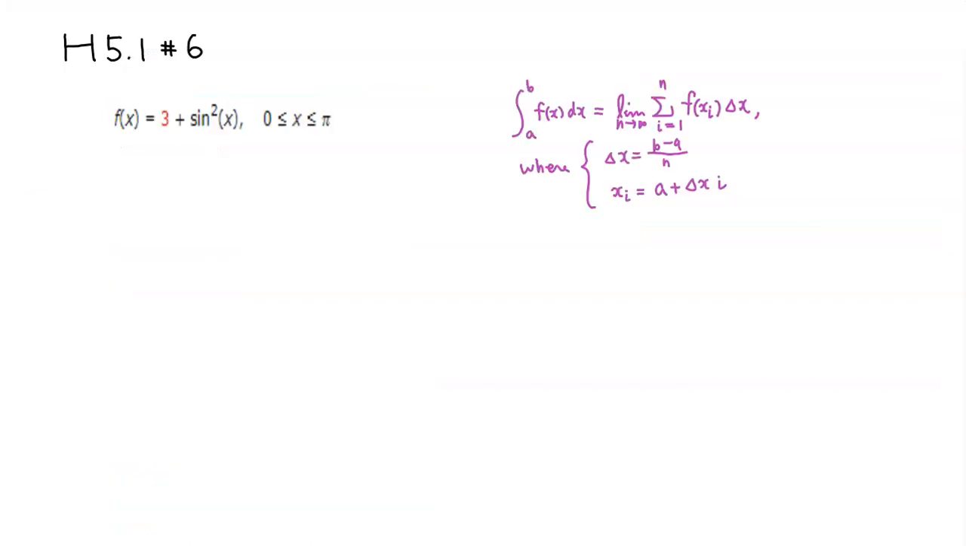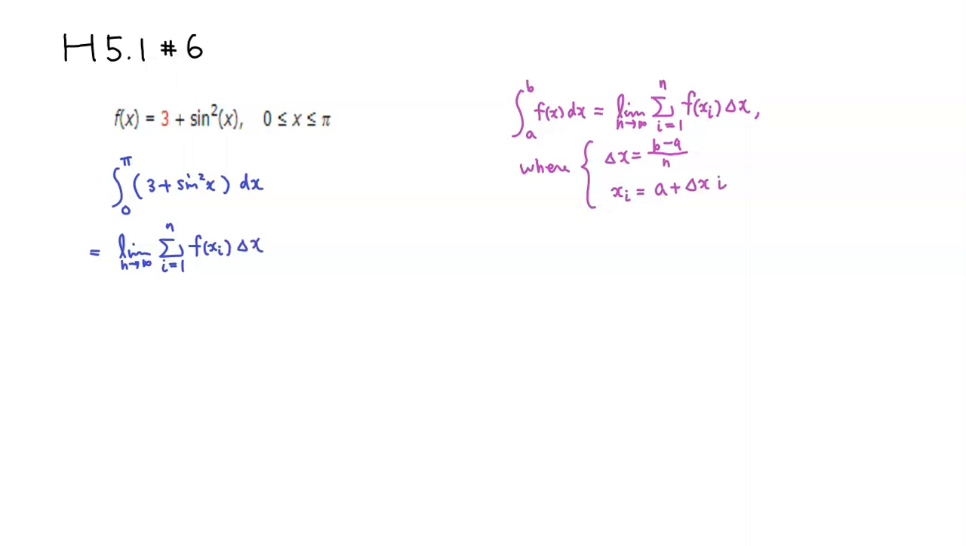So we're looking at the integral from 0 to pi, and the function is 3 plus sine squared of x with respect to x, right? And this is always going to be a limit of a sum, so limit as n approaches infinity, and the summation goes from 1 to n. Then you would have f of xi times delta x, right?